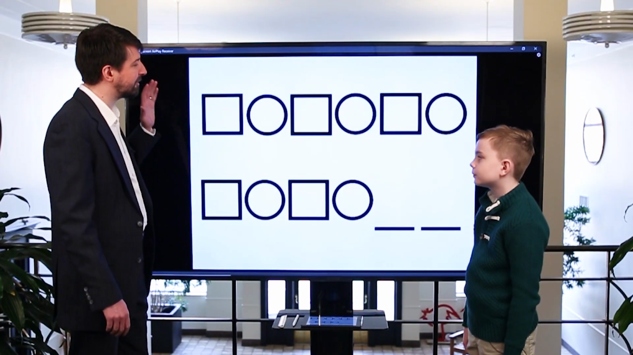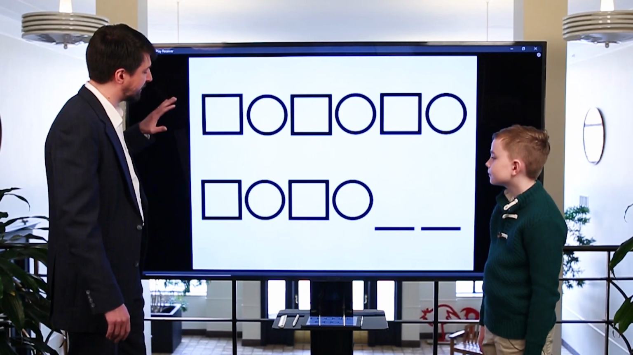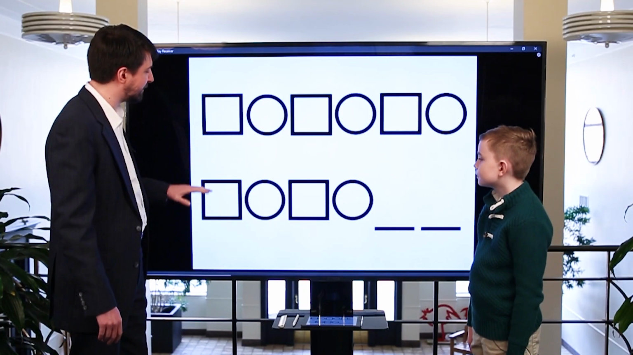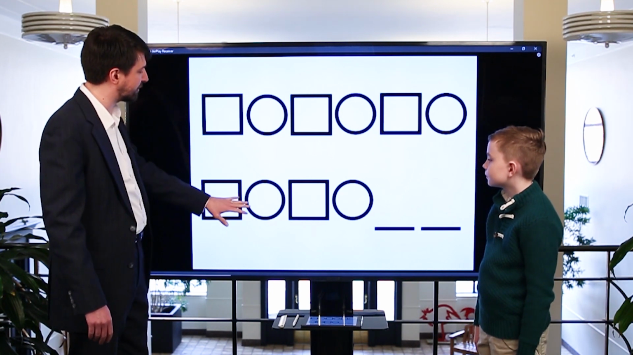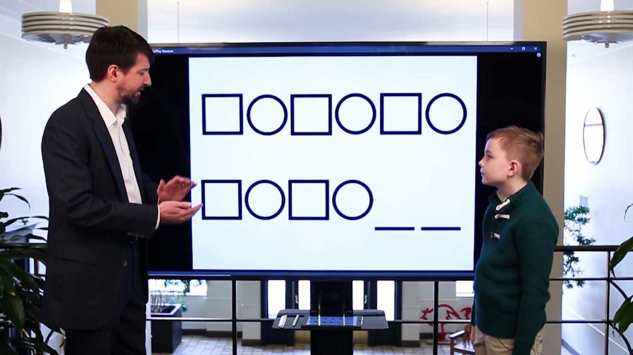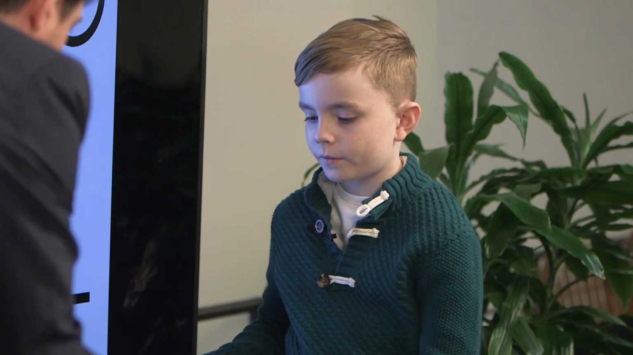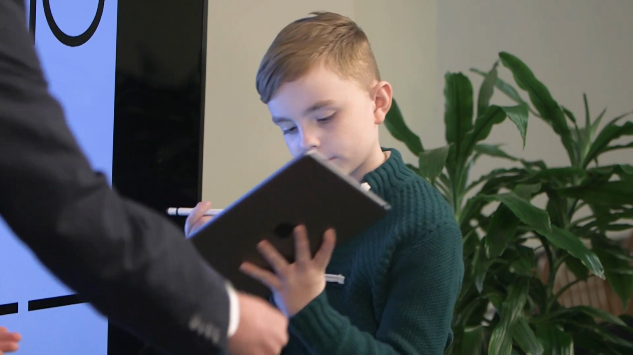Okay, Seth, let's take a look at a pattern here. And this is pretty familiar because it's kind of like the pattern that you talked about earlier. So we've got a series of shapes. Now, what's this first shape here? A square. Of course, and it's followed by a? Circle. All right, now let's take a look at this second line here. Looks quite a bit like the first. We've got a square, then a circle, then a square, then a circle, and then there are 2 shapes that are missing. So if you'd like, I'm going to hand this iPad to you, Seth, and have you draw in the shapes that come next in this pattern.